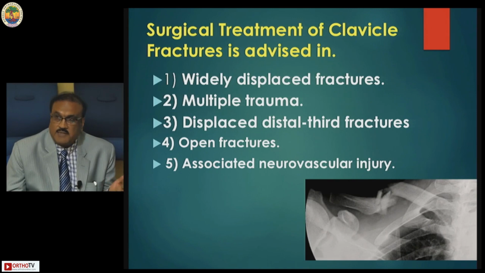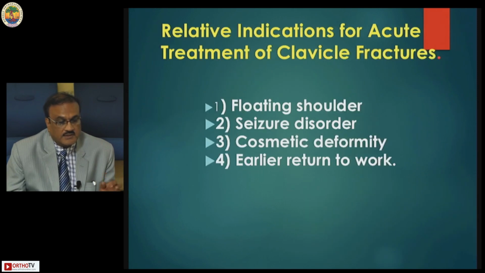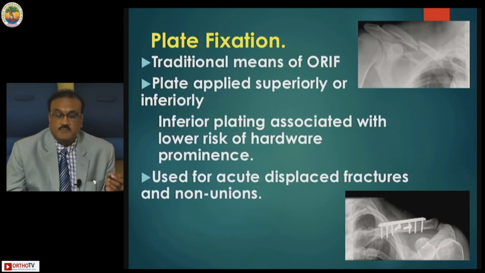There are many surgical treatments advised. There are some absolute indications, and some relative indications. But widely displaced fracture in a multi-traumatized patient, open fracture and associated neurovascular injuries are the main indications for internal fixation of the clavicular fracture. Relative indications are floating shoulder, seizure disorder, cosmetic deformity and earlier return to work, but mostly it is because of the widely displaced fracture.